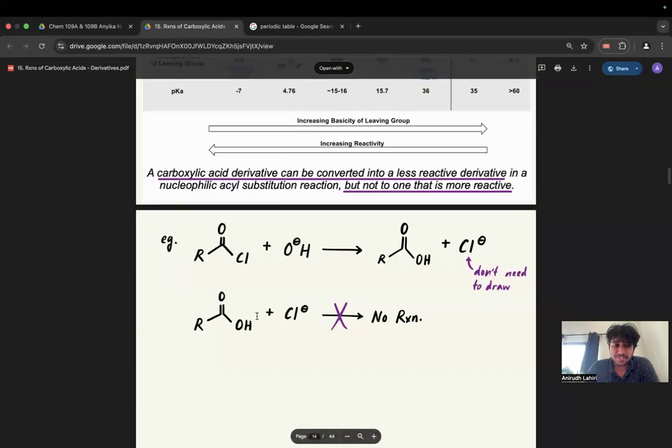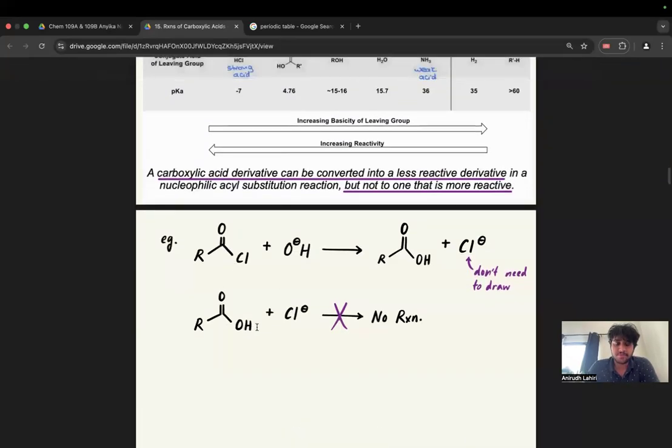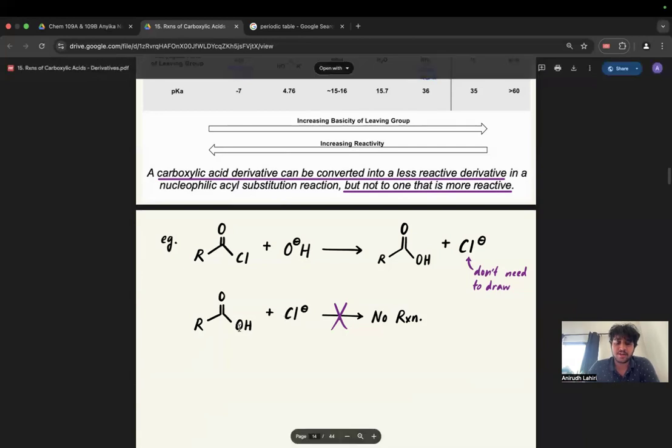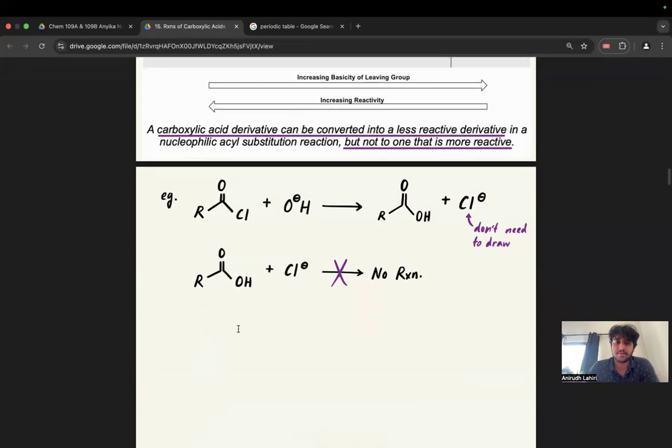Okay. This reaction will not happen. I think you guys have enough intuition at this point in the course to know that having the Cl come here and kick off the OH would be a ridiculous thing.